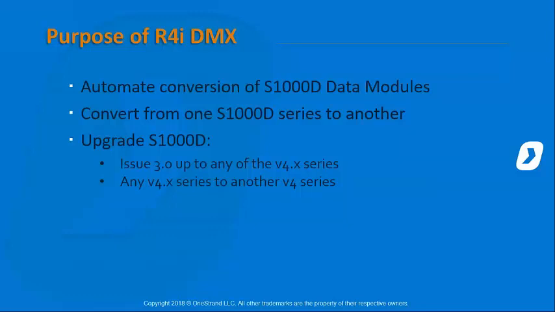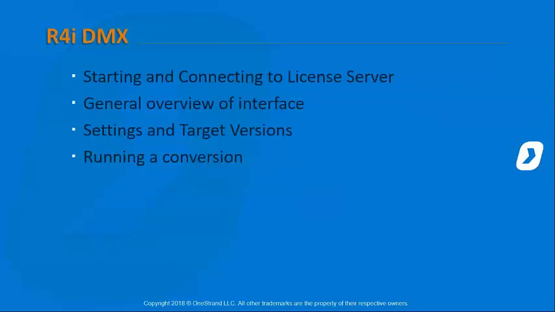So kicking off today, the purpose of R4i DMX as a tool is to, of course, automate conversion of S1000D data modules, and the conversion process we're talking about is from one S1000D series to another. The product happens to perform an upgrade from issue 3 up to any of the 4 series, or if you're on a 4 series to another 4 series, so 4.0 through to 4.2 for example. Correct. So that's the purpose of the tool.